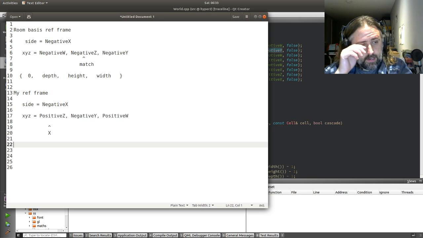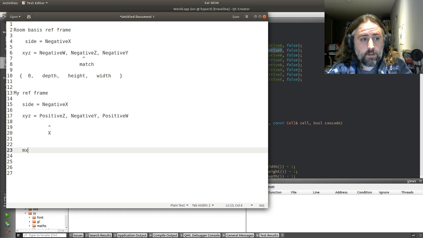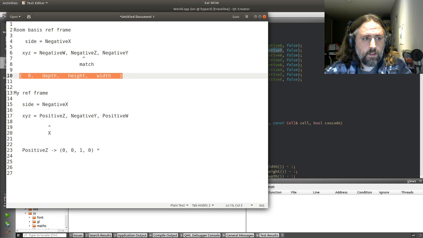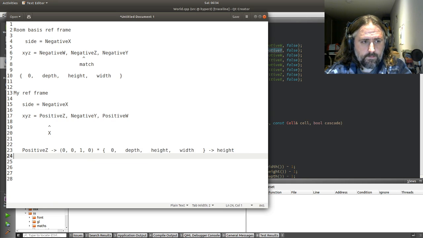I want the size of what I consider to be the x-axis. Well, that would get positive z, which we can translate to a vec4 of this form. And then we can dot it with that vector there, and we'll get the height, which is exactly what we want.